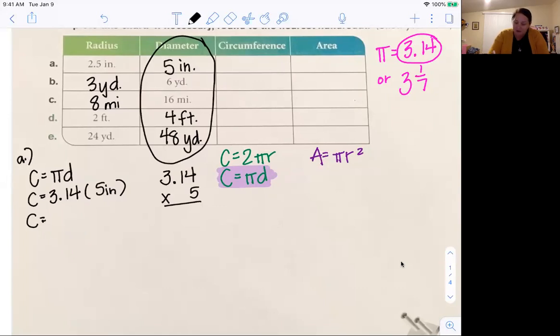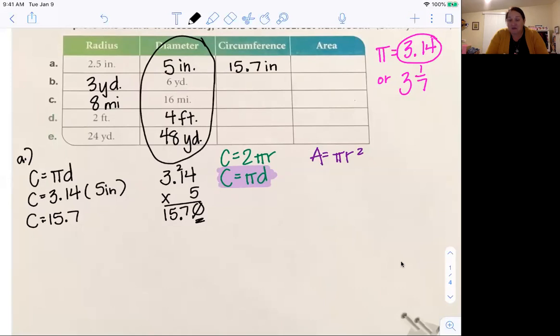5 times 4 is 20. 5 times 1 is 5 plus 2 is 7. 5 times 3 is 15. And I go 2 decimal places in, and I get 15.7. Remember, I do not need this 0 at the end. It changes the name, but it does not change the value of the decimal. So I get 15.7 inches.